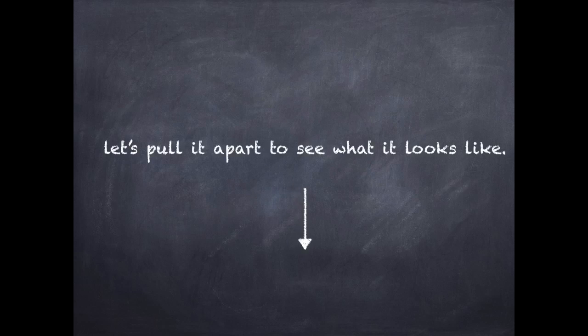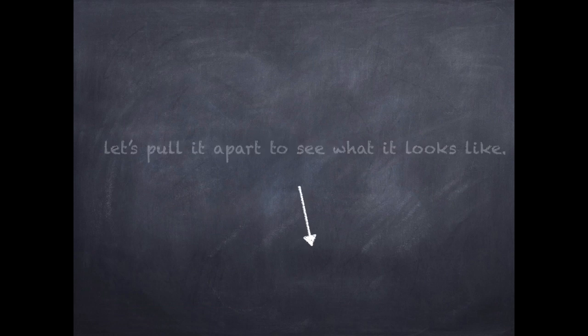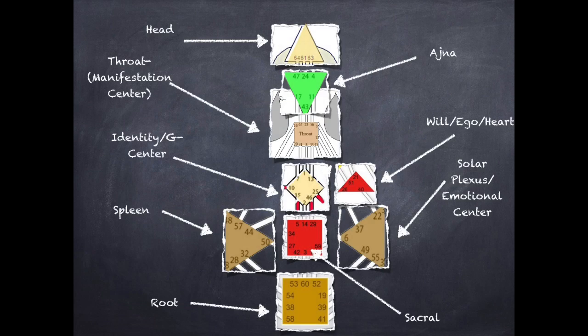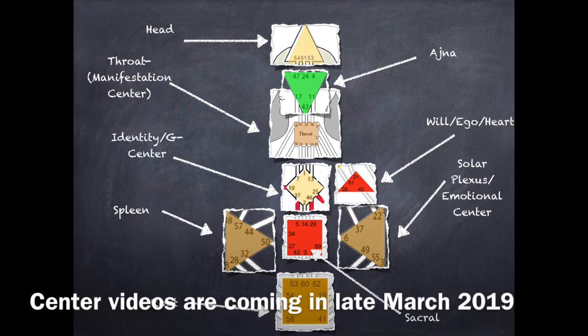Now that we know what defined and undefined is, what gates are, and also what channels are, and also that there are 9 centers, let's pull the centers apart and just quickly have a look at what they are and how they work in the body graph. So now that we've got all the centers pulled apart and there's no more channels, this is what they actually look like. Since all centers have a lot of information to talk about, I do have one video on each center, but for now, I'm just going to tell you a quick word on each one.